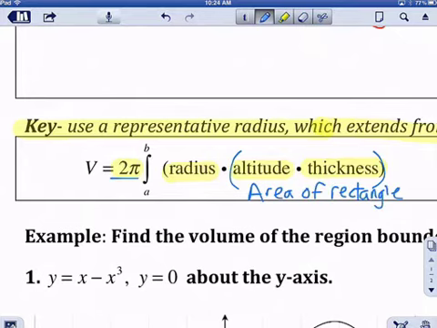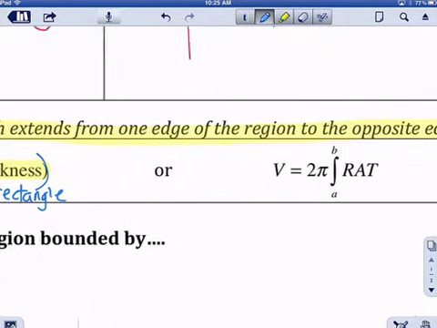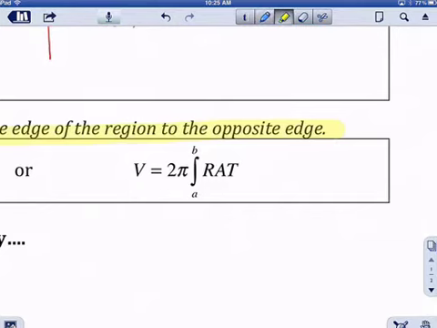Okay, so we can see it's going to be the circumference times the area. And when we integrate it, it basically adds up all of the shells from a specific a to a specific b. So the easy way to remember this is this formula right here. So volume, using the shell method, is just going to be 2 pi rat, with radius, altitude, and thickness.